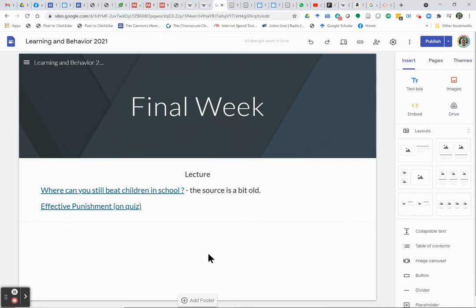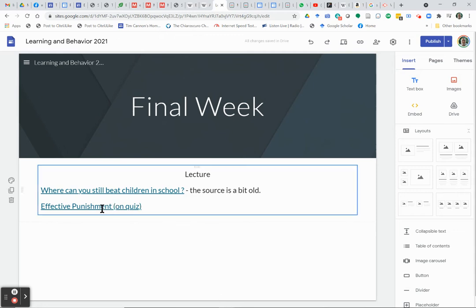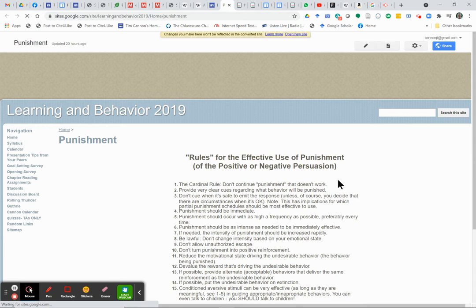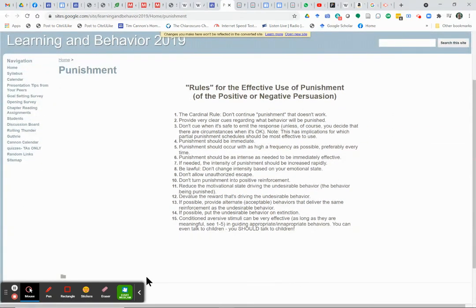But I think he undervalues punishment, mostly because human society does punishment badly, and parents do punishment badly. But I've got some principles for the effective use of punishment. And here we go. Positive or negative.